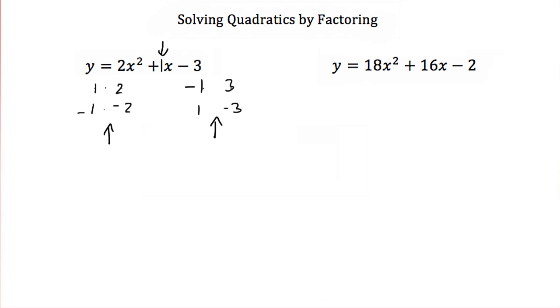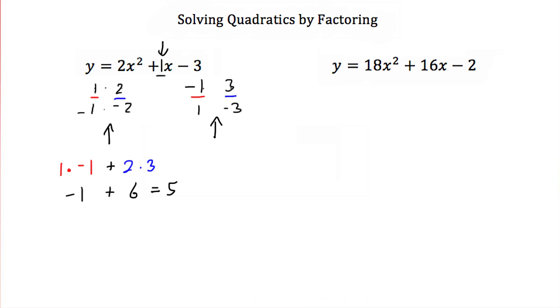So let's try this. If I multiply 1 times negative 1, and I add that to 2 times 3, I'm going to get, well, 1 times negative 1 is just negative 1, and we add that to 2 times 3, which is 6, we'll get 5. 5 is not what we were looking for. We're looking for a positive 1.